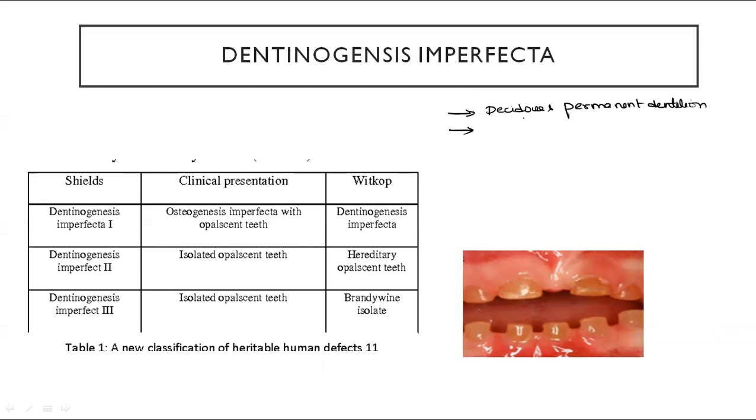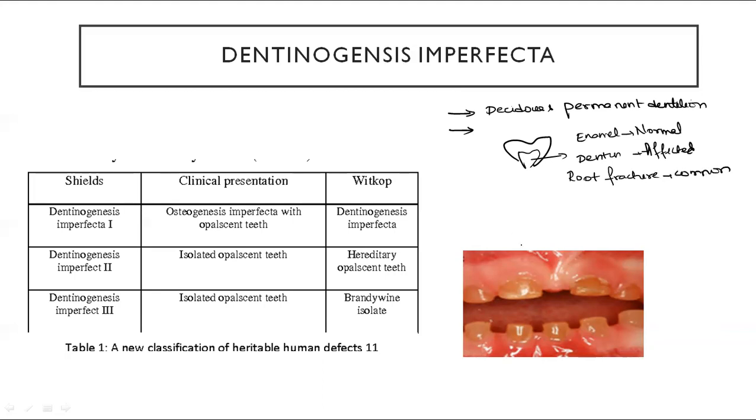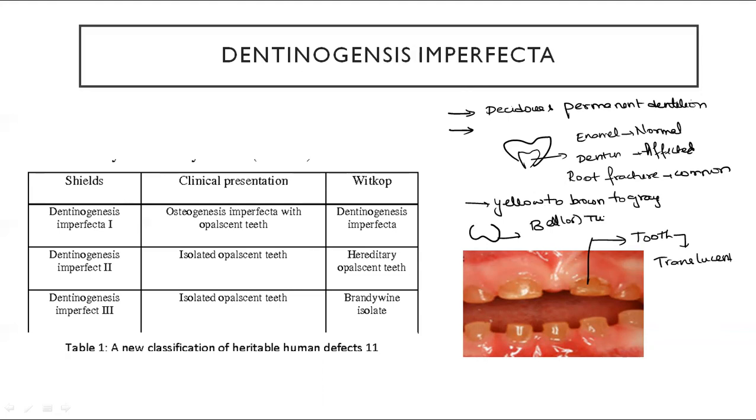Okay. Next is what happens here is enamel is normal, but the dentin is affected. Okay. So enamel is normal, but dentin is affected. Okay. Root fractures are common over here. Next, the tooth looks translucent or opalescent in color. So how does the tooth look? It looks translucent. Okay, and it looks yellow to brown to grayish in color. All right, now the tooth usually looks bell-shaped or tulip-shaped. So the crown appearance is usually bell or tulip shaped.